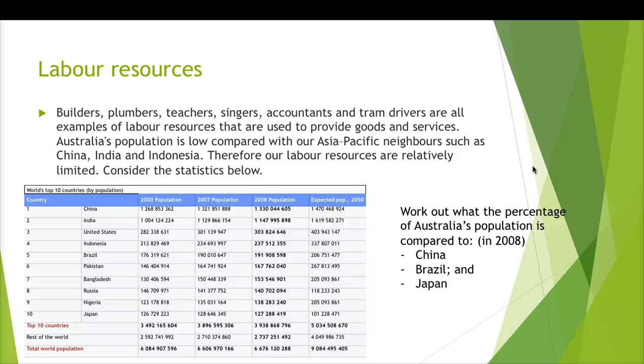So let's have a think about what we mean by a large supply of labour. Look at China's population, 1.3 billion people. So there's a lot of people fighting for the same jobs because there just can't be that many jobs to go around. So if there's so many people, they're prepared to work for less pay.